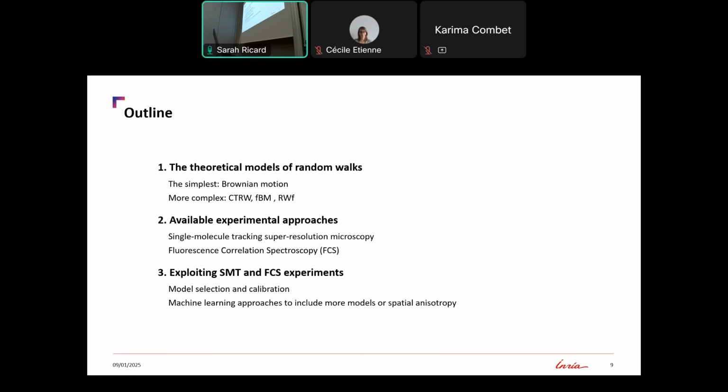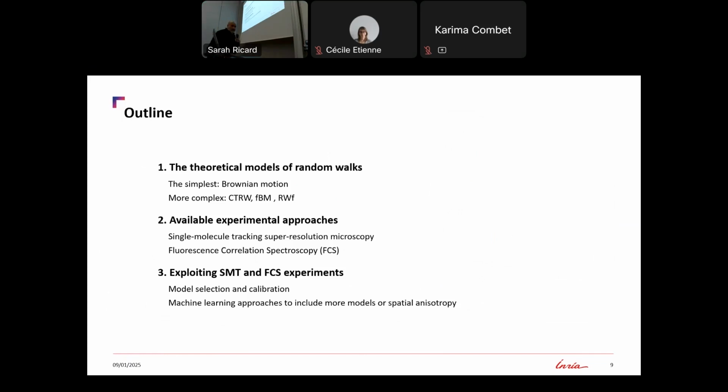And then I will show you at the end how we can exploit those experimental measurements and those theories to answer the question that I presented at the beginning. That is model selection and calibration, and I will show you how easy it is, or easier, to do that with machine learning approaches, right?